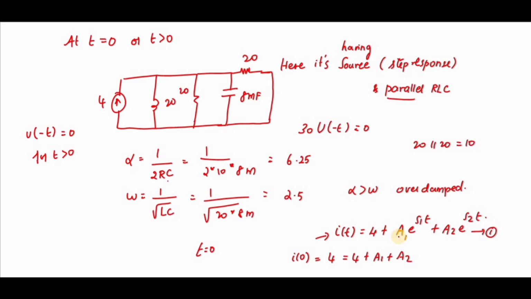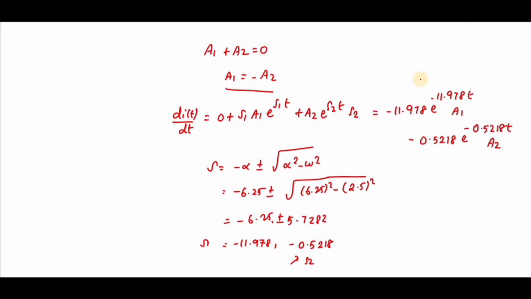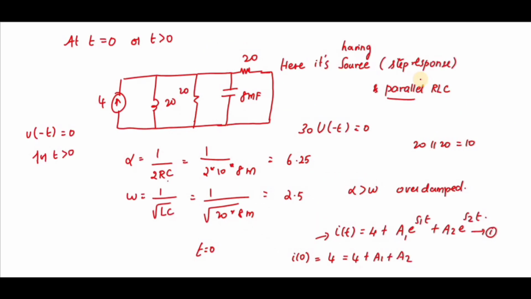Okay, so you substitute these two values in the i of t equation, right? So i of t, that is the first equation, i of t is equal to 4 plus A1 e power S1t plus A2 e power S2t. So i of t is equal to 4 plus 0.0655 e power S1 value is this one minus e power S2 value is this one. I have taken 0.0655 common. Okay, so this is the i of t value, and the unit is amps.